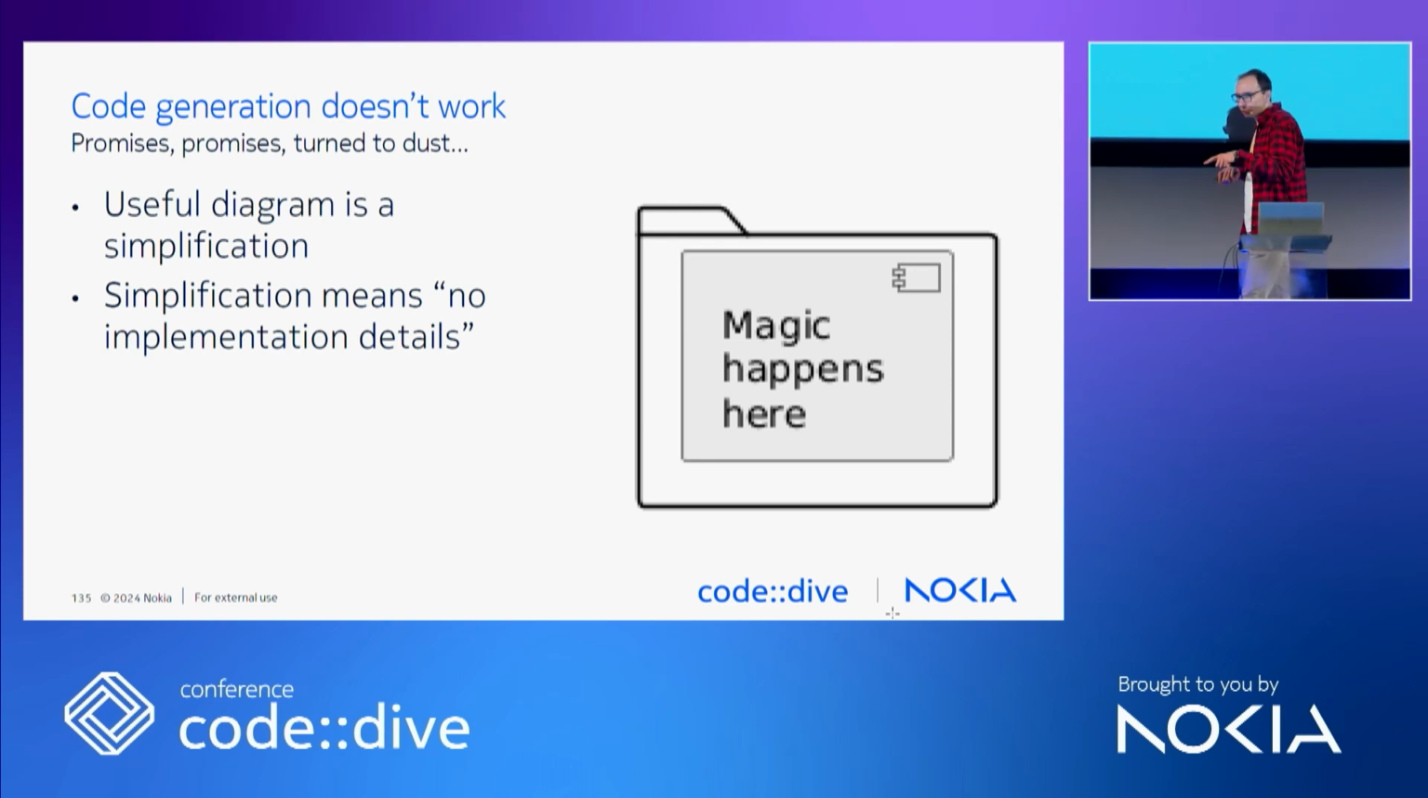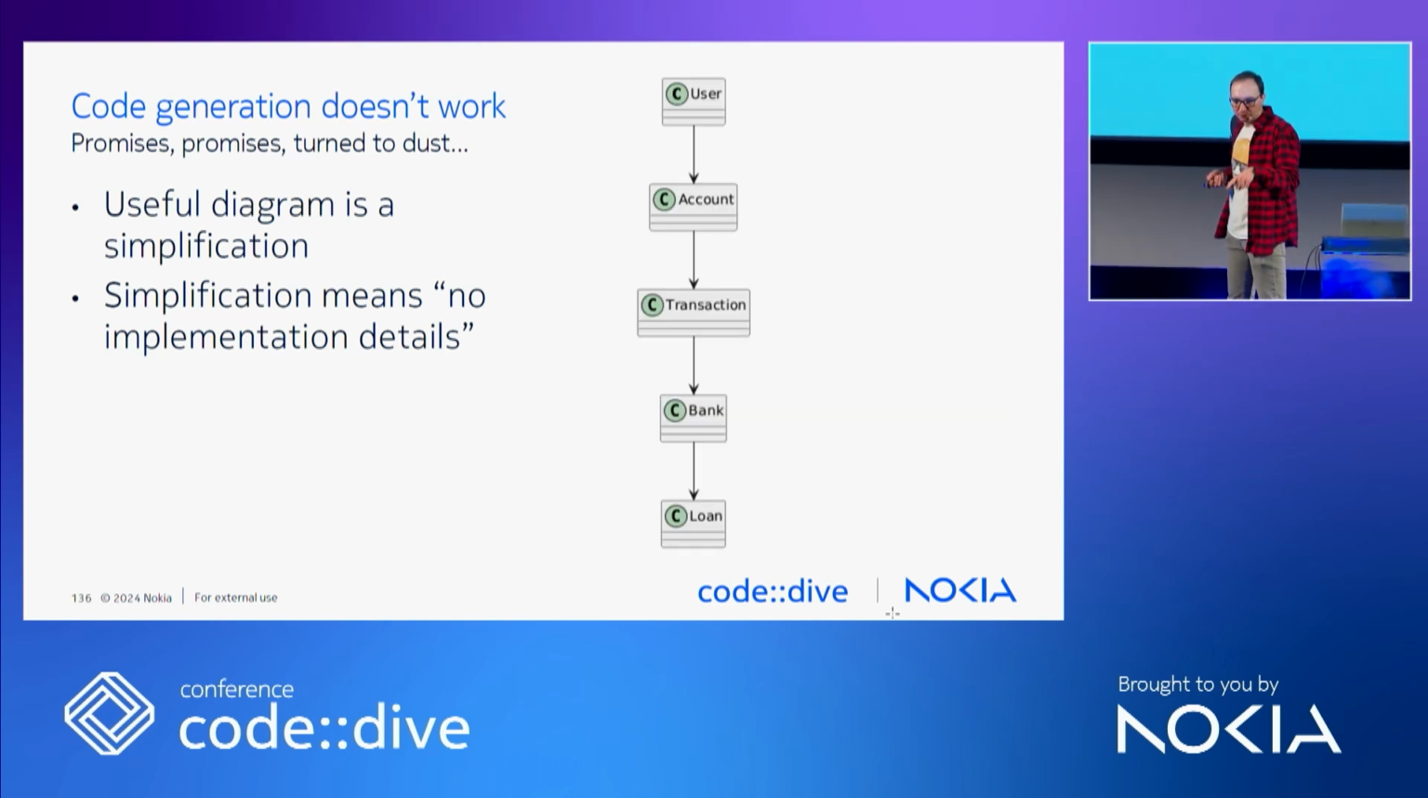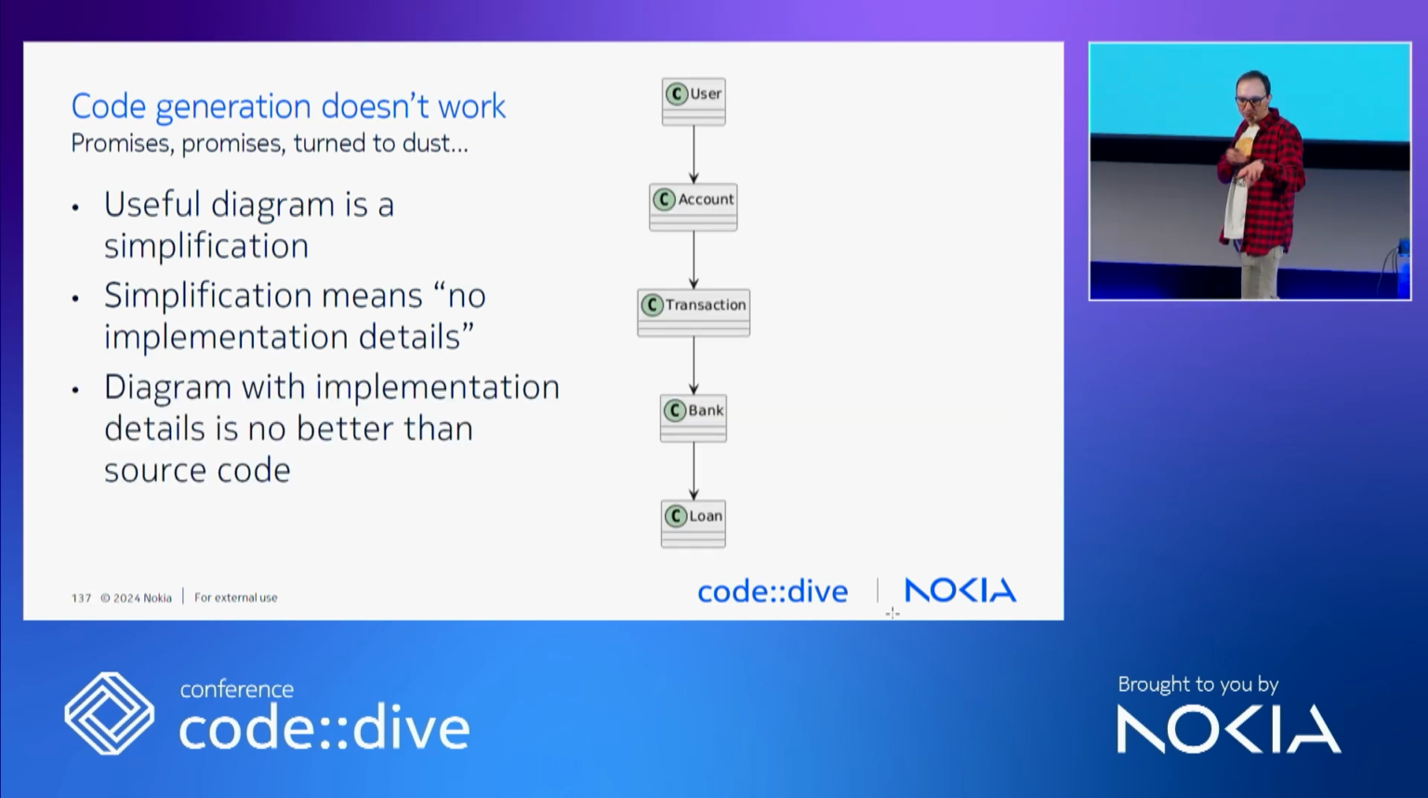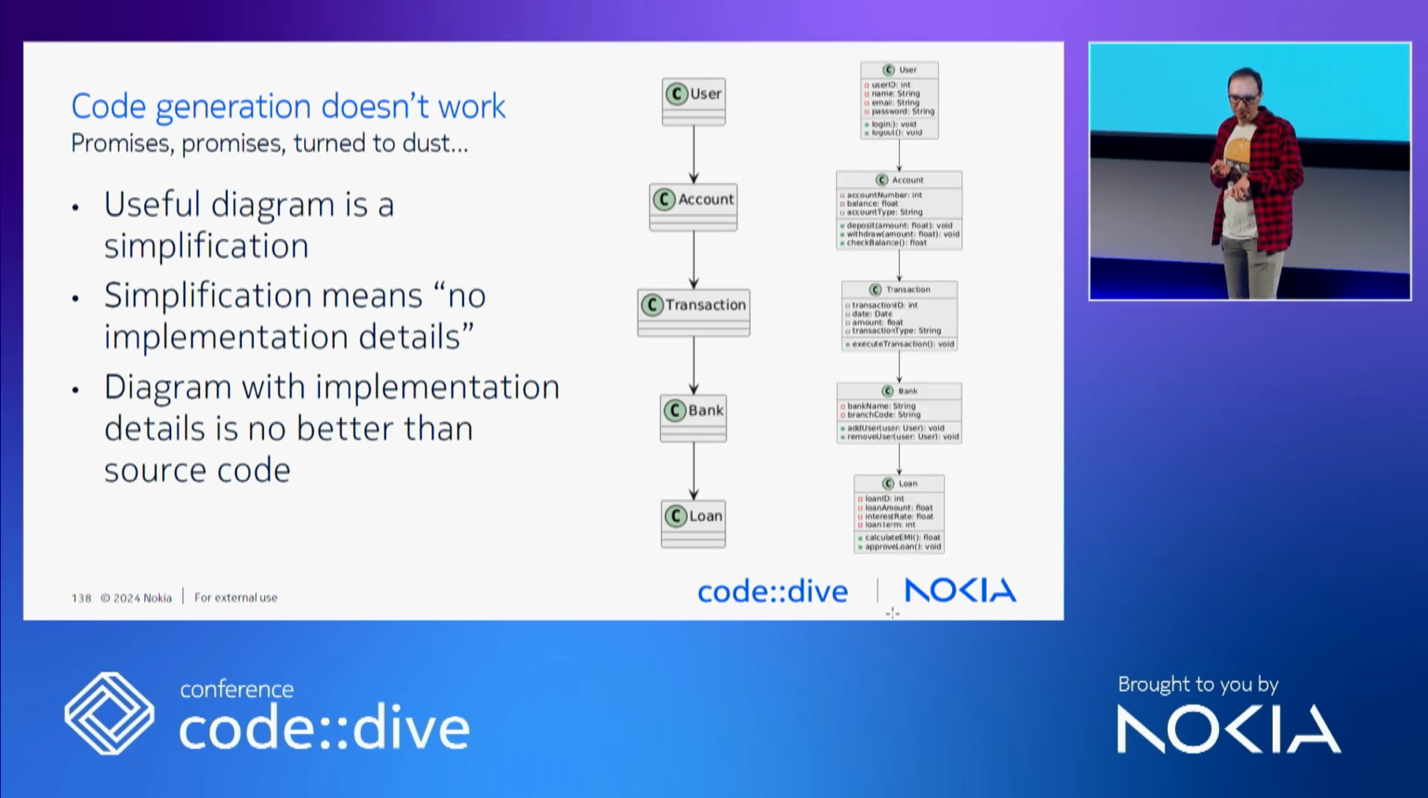If you want to generate code from a diagram, it has to be full of details. And this is not really a good example, because there are not enough details in this diagram to generate code better than a boilerplate for those classes.